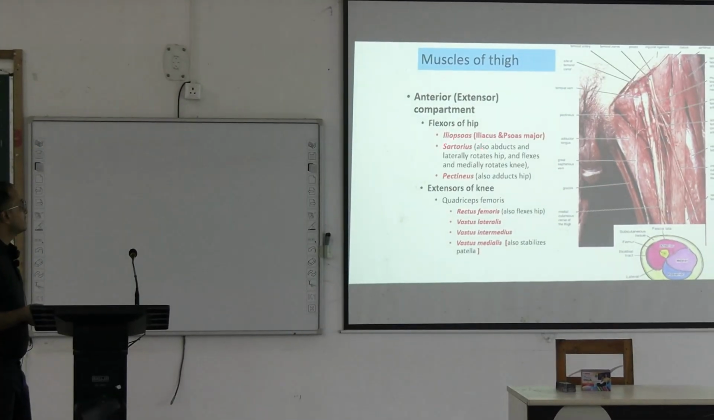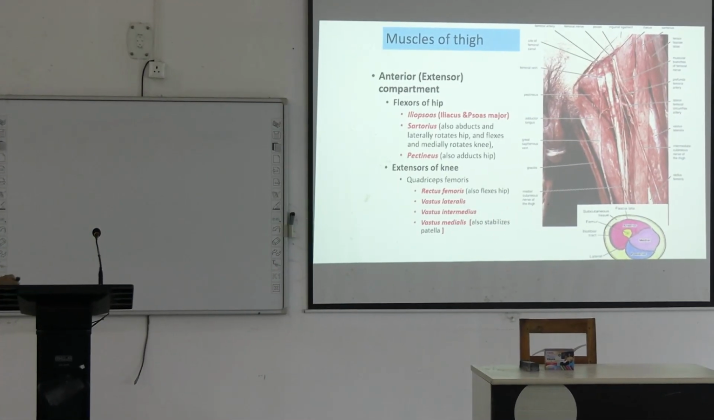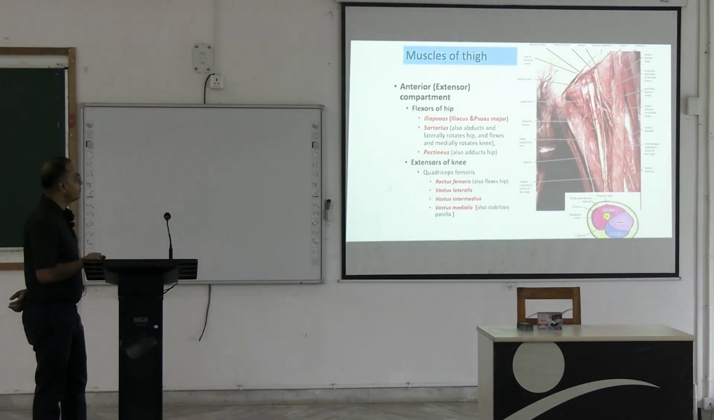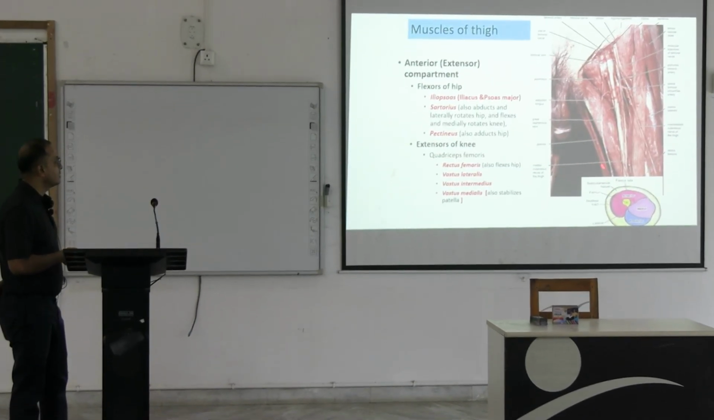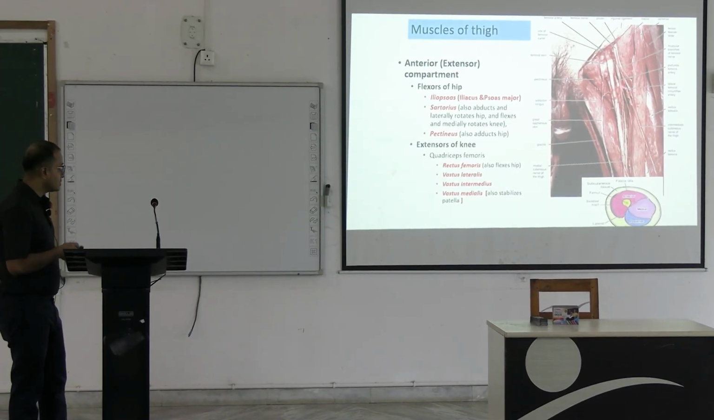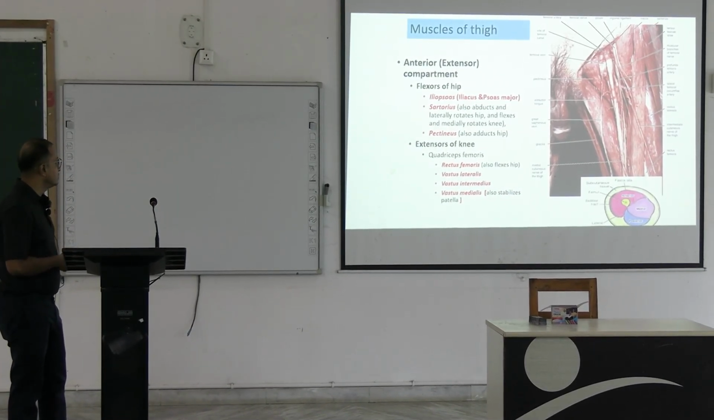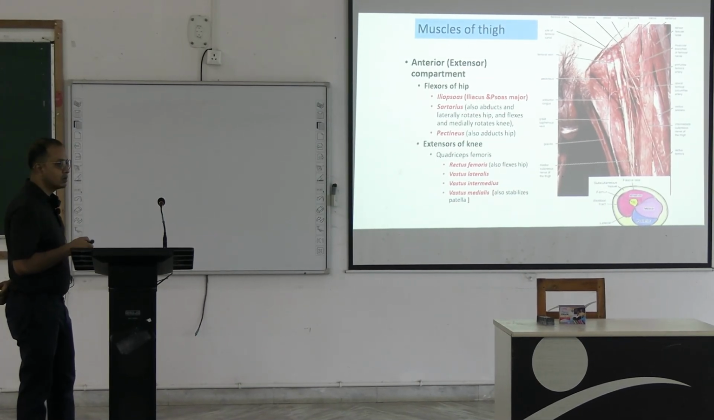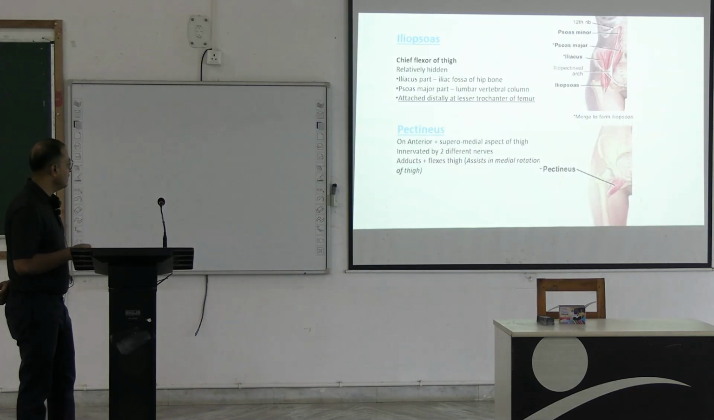And the iliopsoas is the largest one taking care of this, assisted by the sartorius, which is the anterolateral compartment muscle of the thigh region, running across from the anterior superior iliac spine to this region. Then we have the muscle in the front of the thigh region. We call it the quadriceps muscle, the three vasti and the rectus femoris.